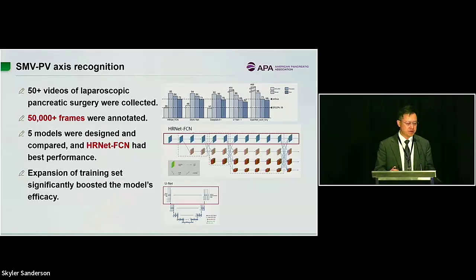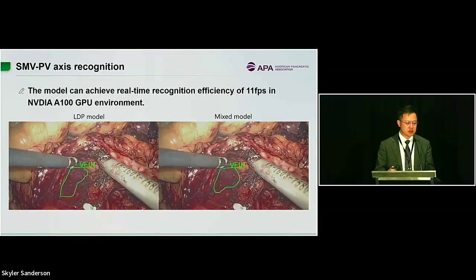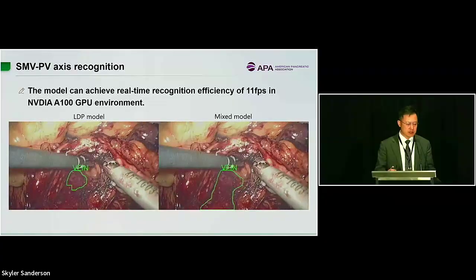We collect over 50 videos of laparoscopic pancreatic surgery, and we annotate over 50,000 frames. We use 5 AI models to detect, including HRNet and FCN, and FCN has the best performance. We also significantly boosted the model's efficacy. So we can see this model can achieve real-time recognition. We use an NVIDIA A100 GPU environment.